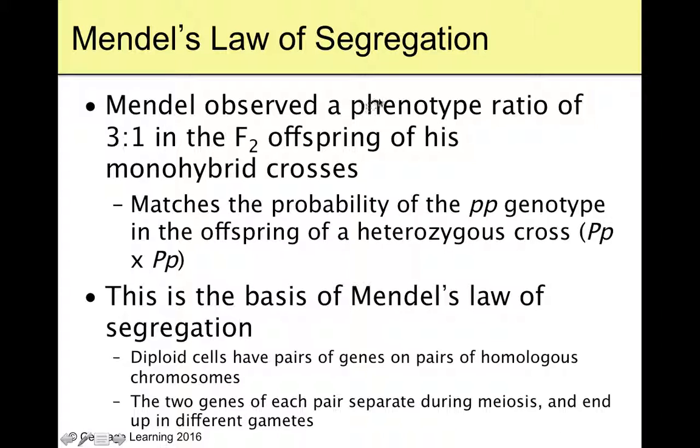So like I said before, he observed a phenotype ratio of 3-to-1 in his F2 crosses. If I lost you on that diagram, I can show you in the classroom. We can work through all these Punnett squares together. Just ask me, and that'll be easy peasy.